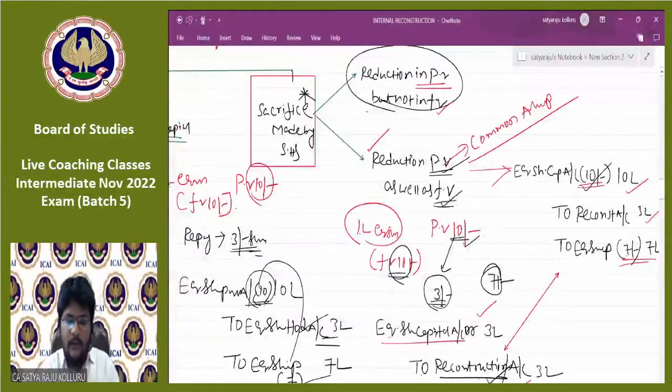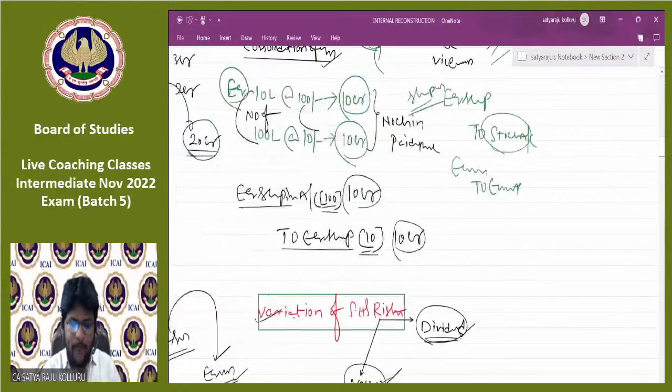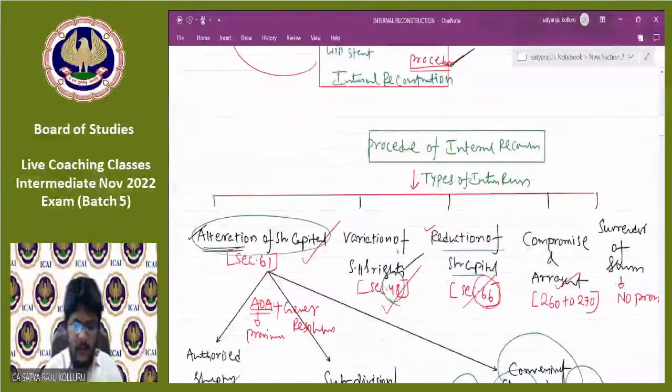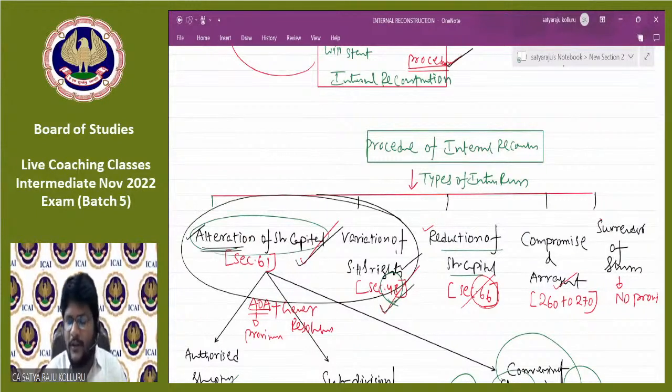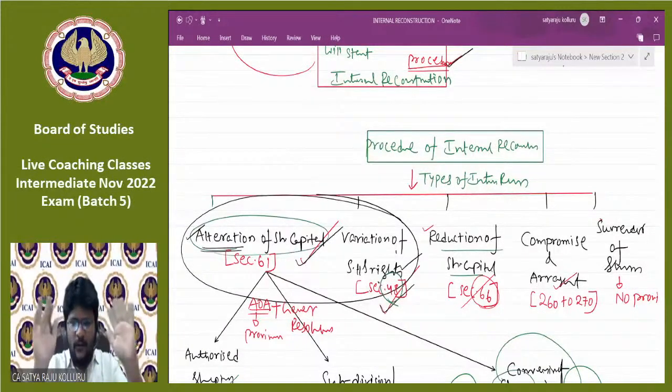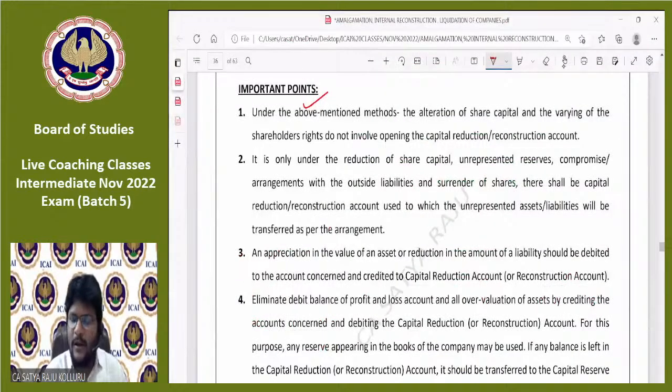In case of internal reconstruction process, alteration of share capital and variation of shareholders' rights, there is no involvement of capital reduction account or reconstruction account. In these two methods, capital reduction account and reconstruction account don't come into the picture. But in case of reduction of share capital, compromise and arrangement, or surrender of shares, reconstruction account or capital reduction account comes into the picture. The same point he is telling.